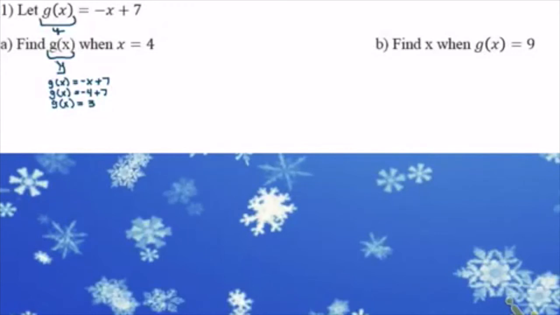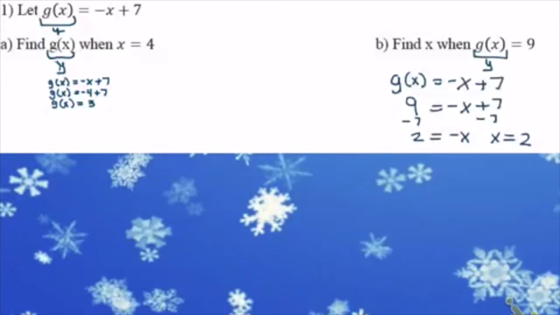I hope you got 3. When you input 4 for x, your output, g of x, is equal to 3. Now try the other one. Find x when g of x, or y, is 9. And enter your answer on Edpuzzle. I hope you got that x was equal to 2. If you didn't get these correct, make sure you're bringing your questions to your algebra teacher.